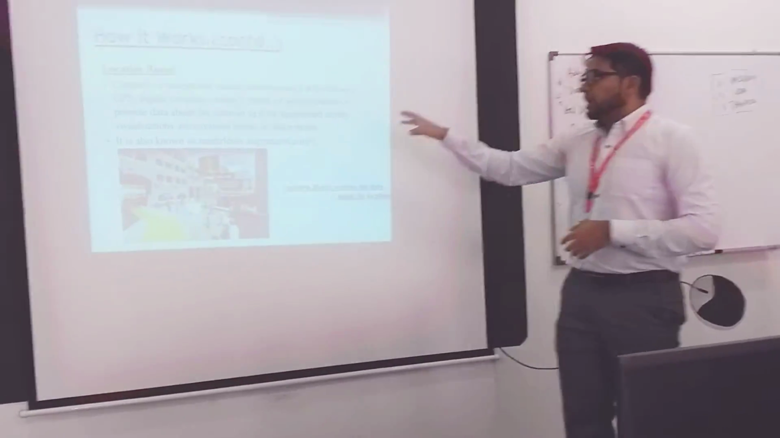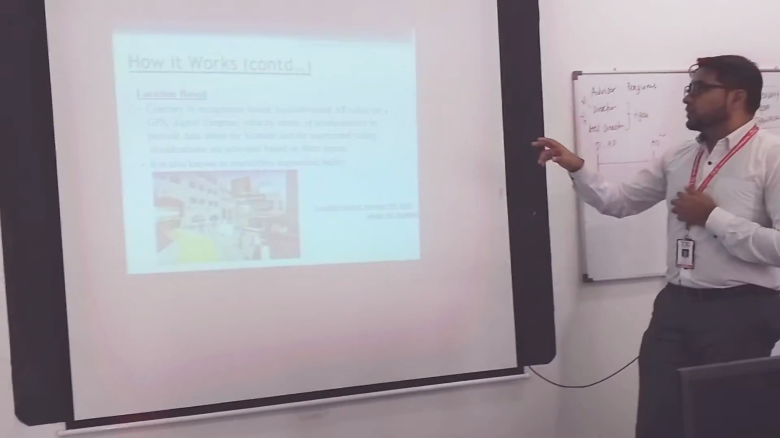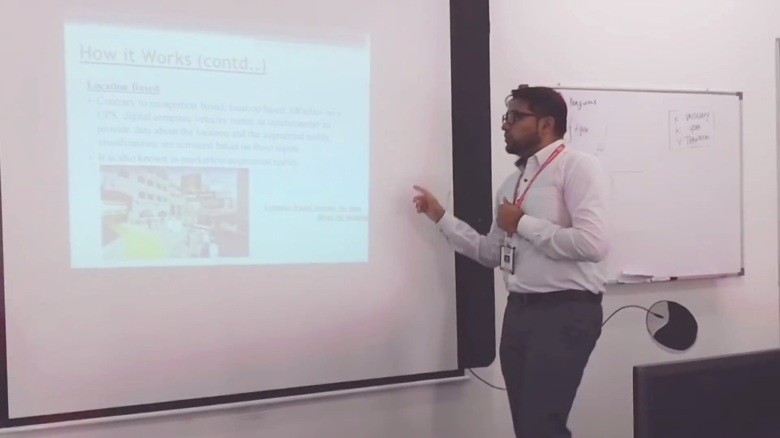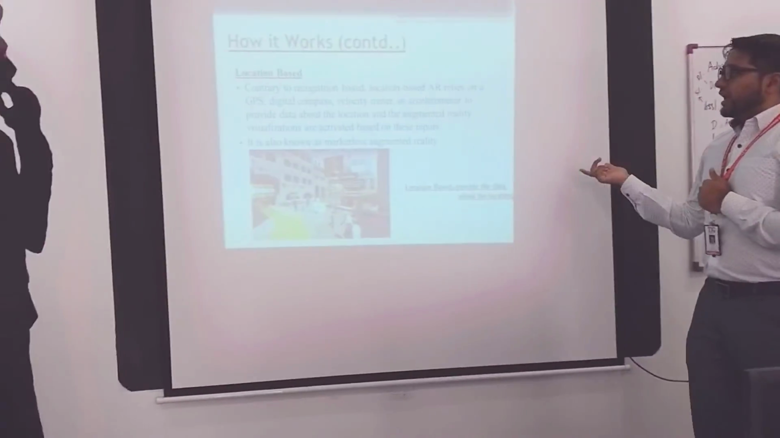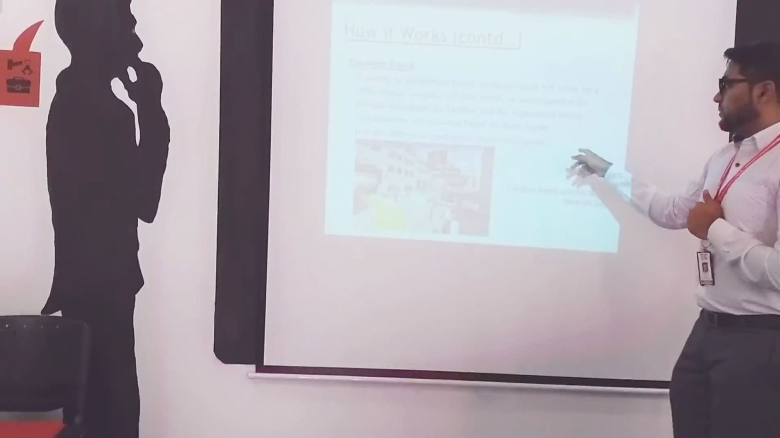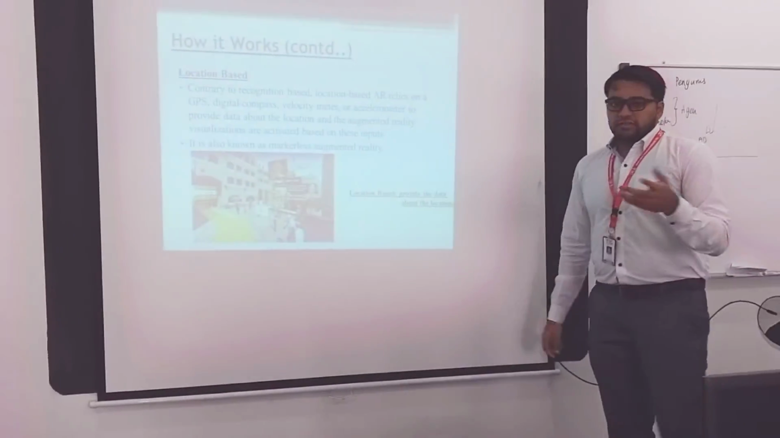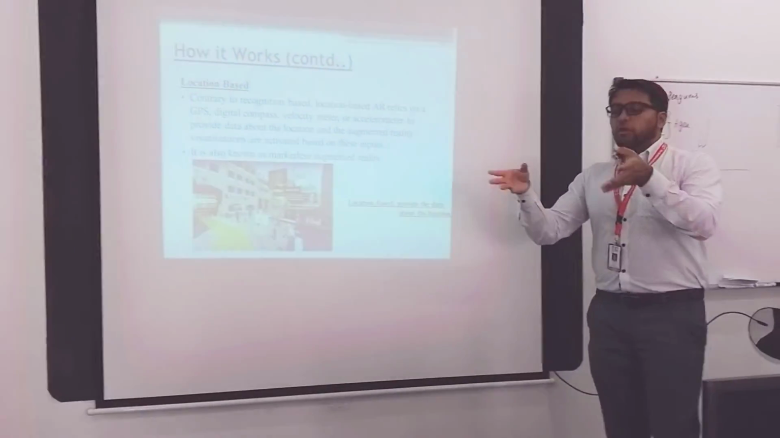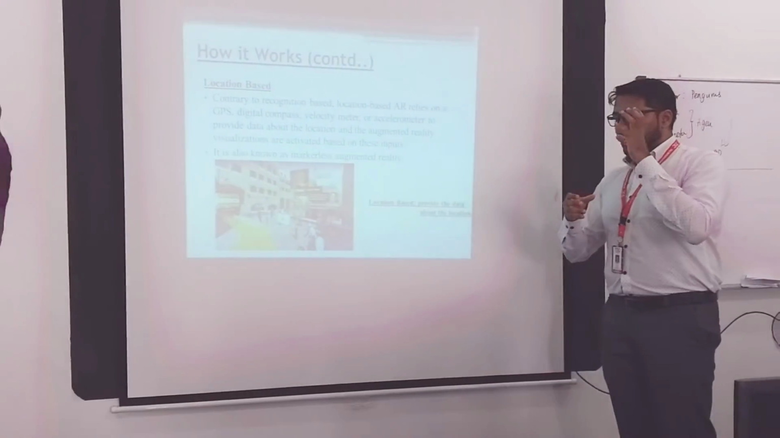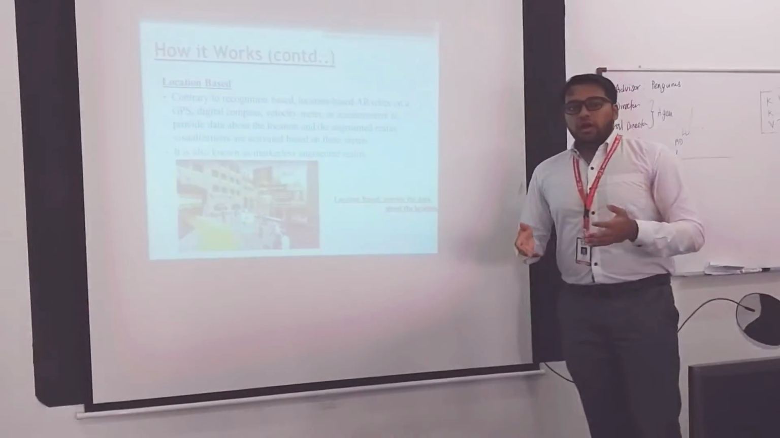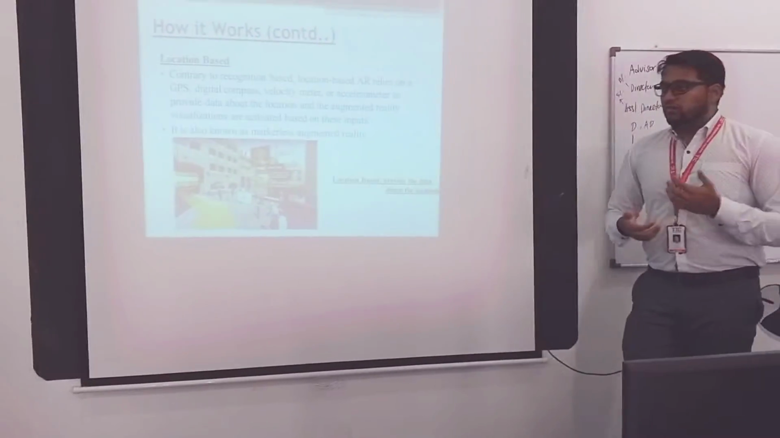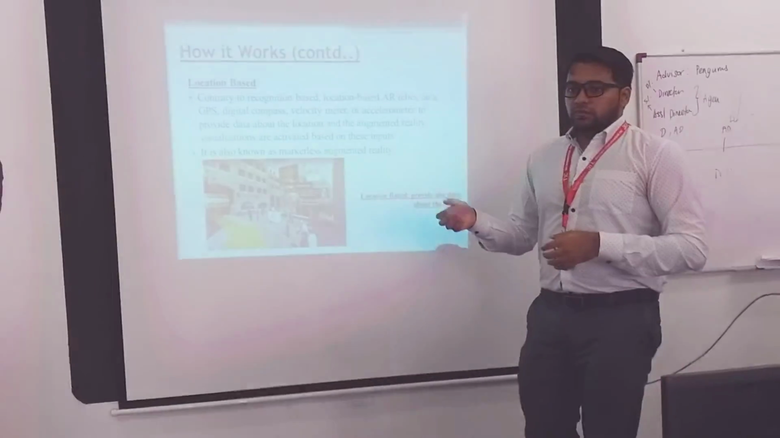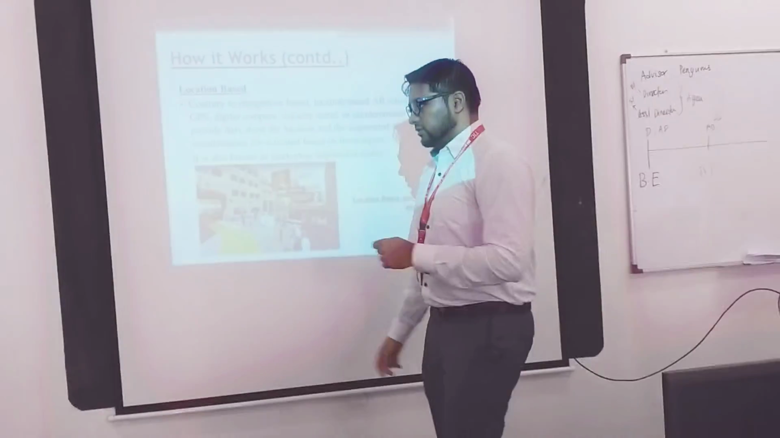It works by relying on GPS, digital compass, velocity meter and accelerometer to provide data about the location, and the augmented reality visualizations are activated based on these inputs. So as I said before, you point the camera at a certain thing and it will track your location, where you are, what are the surroundings that you are in right now, and then give you the information based on those surroundings. So next slide.